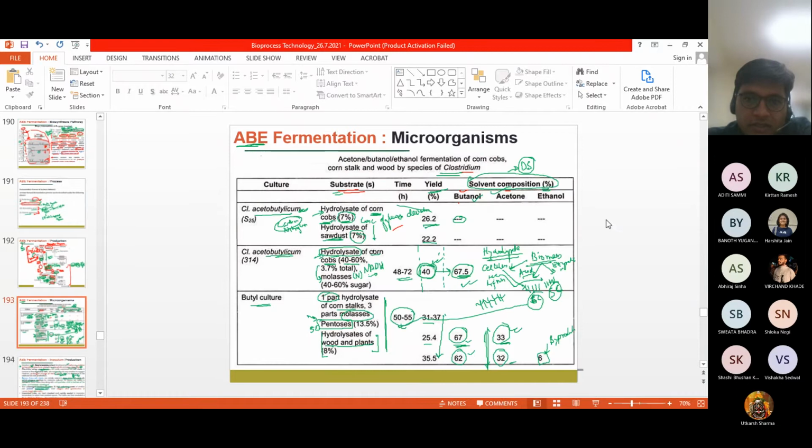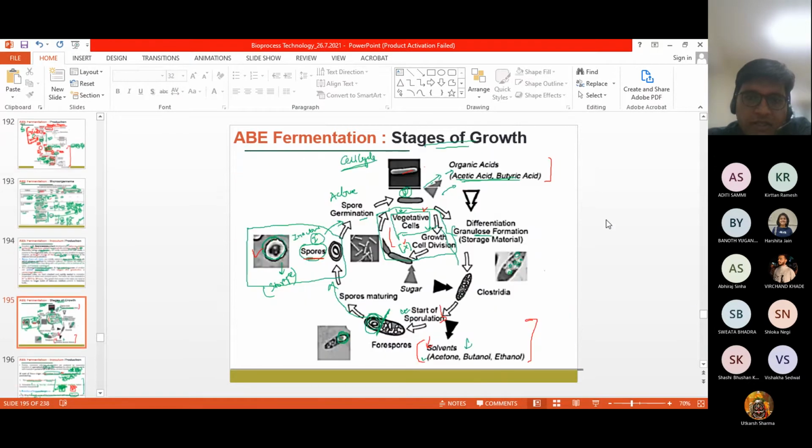So we have looked into those things in detail, and then after that, we have seen that we are using in this case the Clostridium species. Okay, and if you look into the growth pattern, their growth pattern is a bit different. Like they have different stages compared to the other microorganisms. Like they are in the vegetative stage or in the sporulation stage.